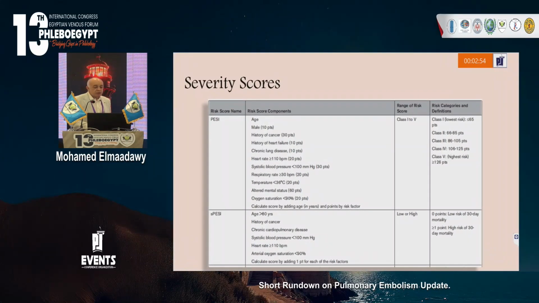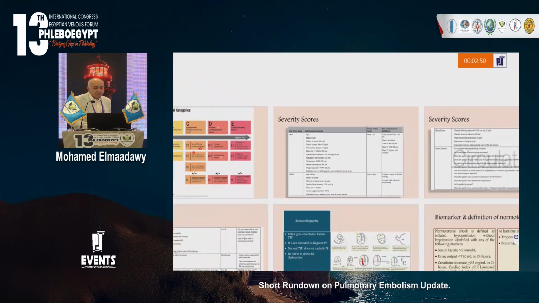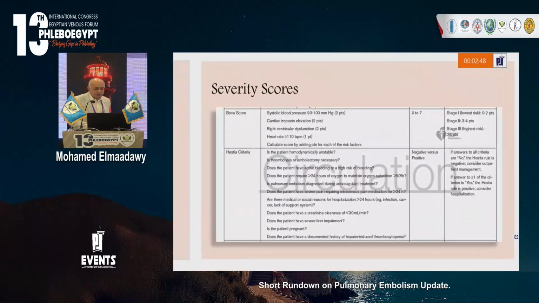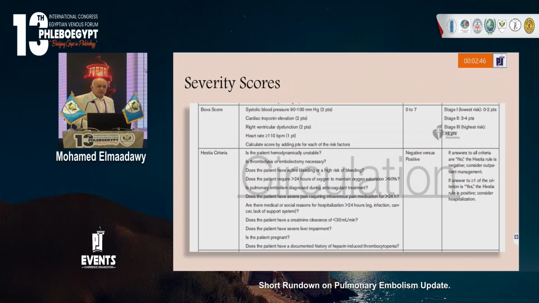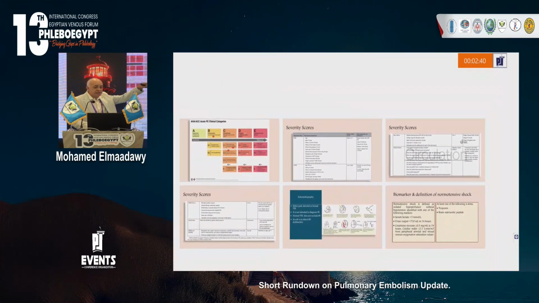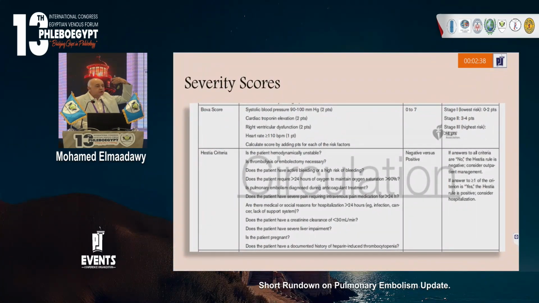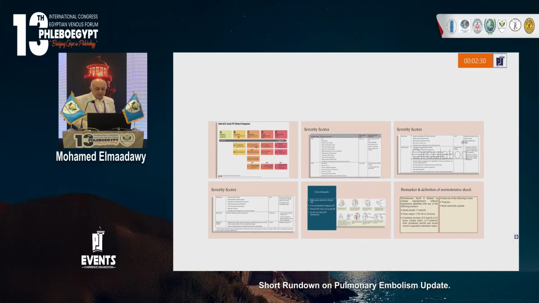Severity score, you have to apply one of these severity scores, the pulmonary embolism severity score, or the simplified pulmonary embolism severity score. So many scores are present. Unfortunately, these severity scores calculate the risk of the patient right now. They are not longitudinal. They cannot judge what will go next on. It helps you to put the patient into one of these classifications we have just mentioned.